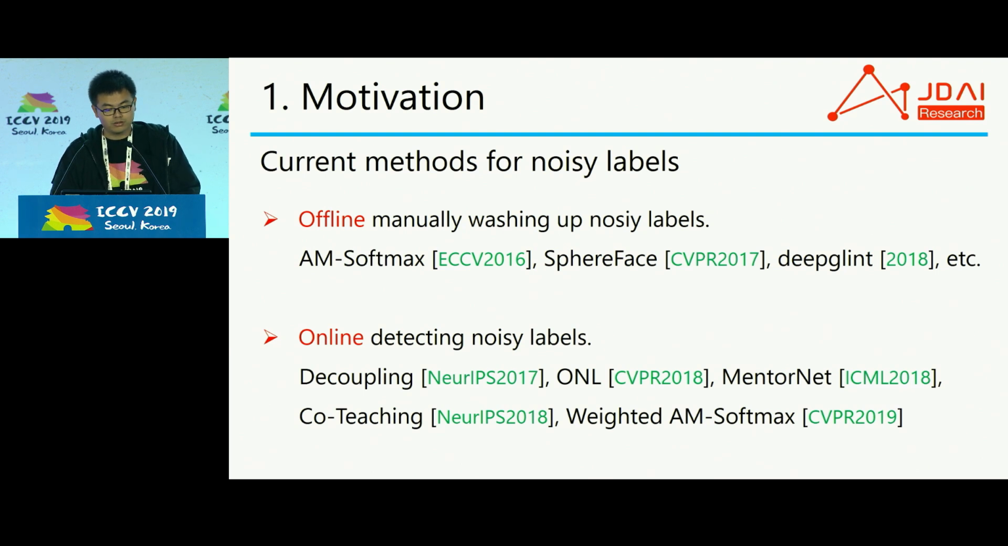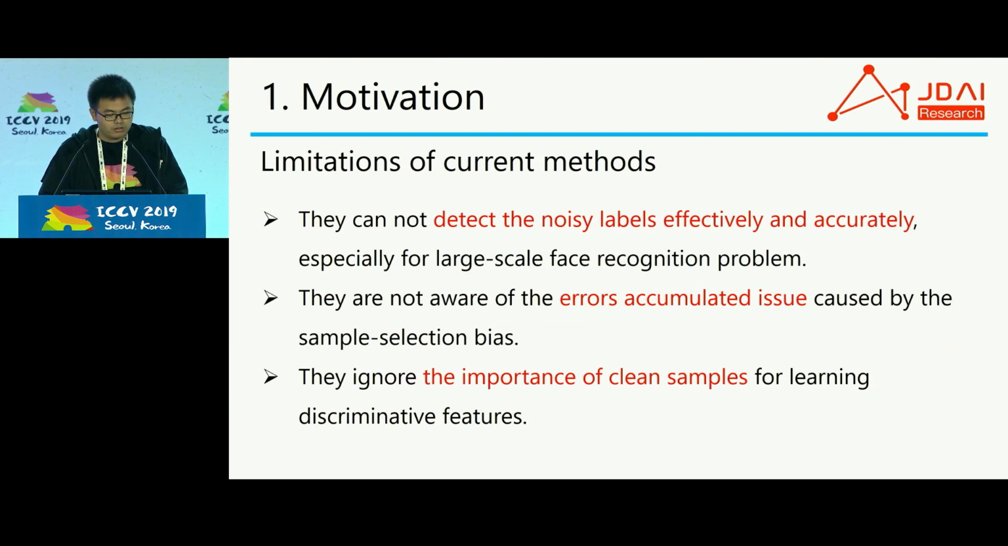To solve this problem, current methods can be divided into two categories. One is offline methods that wash out the noisy labels, and the other is online methods that detect noisy labels. Although the above approaches have achieved promising results, in some cases they cannot detect the noisy labels effectively and accurately, especially for large-scale face recognition problems. They are not aware of the error accumulation issue caused by sample selection bias. They also ignore the importance of clean samples for learning discriminative features.